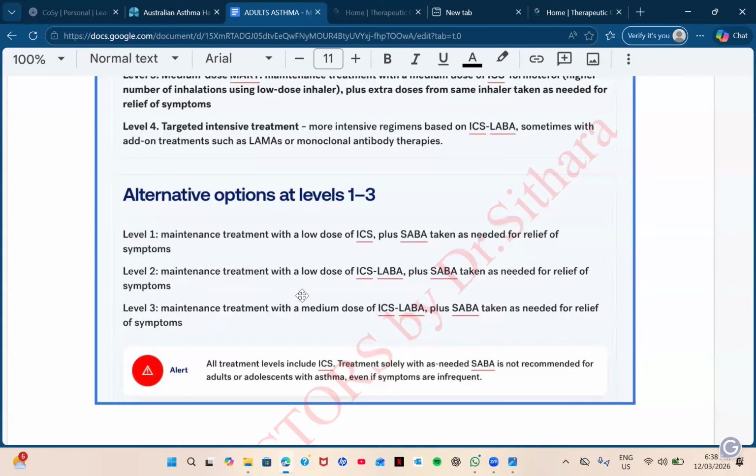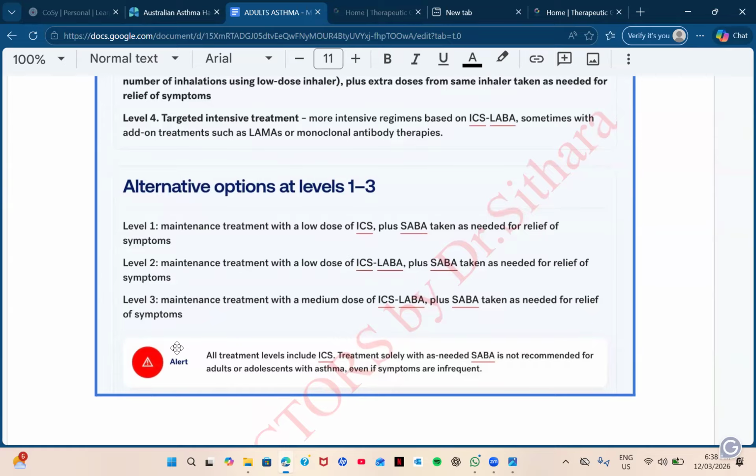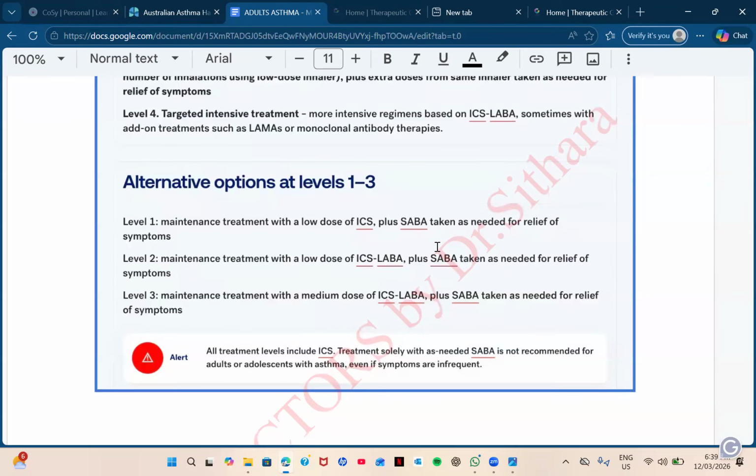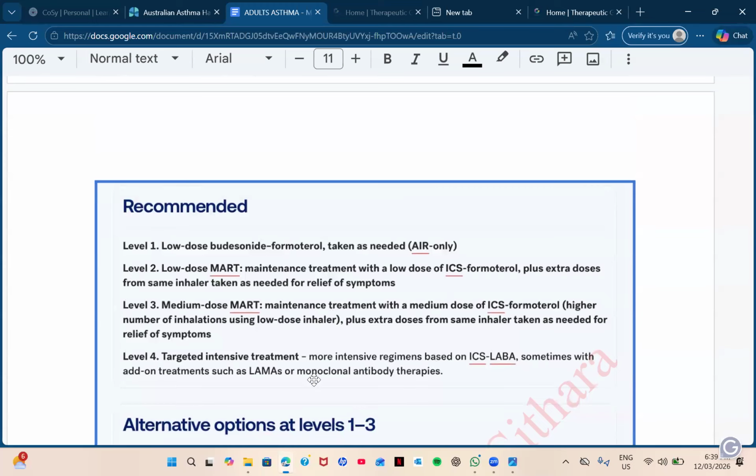Level 2 maintenance treatment with low dose ICS-LABA plus SABA taken as needed for relief. Level 3 maintenance treatment with medium dose ICS-LABA plus SABA taken as needed for relief of symptoms. All treatment levels include ICS. Treatment with SABA alone as needed is not recommended for adults with asthma, even if symptoms are infrequent. That is why this is the alternative pathway and this is the recommended pathway, right?